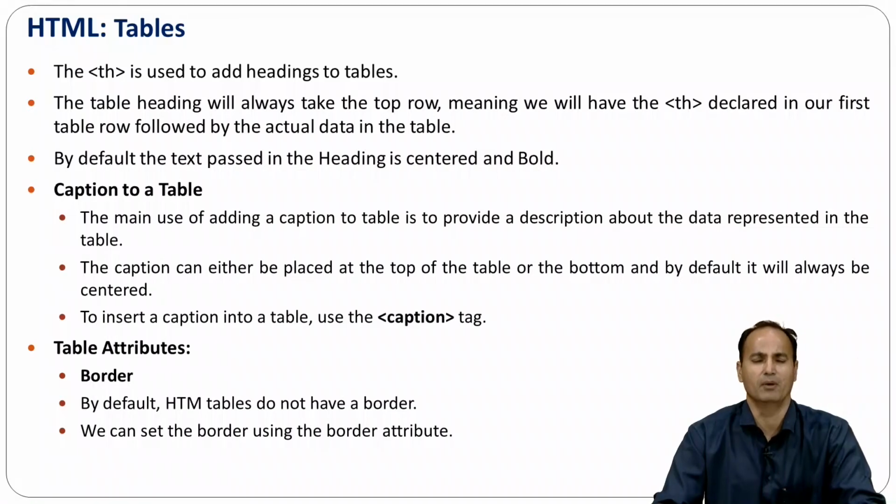Caption on the table. A caption generally serves as, we can say, the title of the table. The main use of adding a caption to a table is to provide a description about the data represented in the table. The caption can either be placed at the top of the table or the bottom, and by default it will always be centered. To insert a caption into the table, we will use the caption tag.